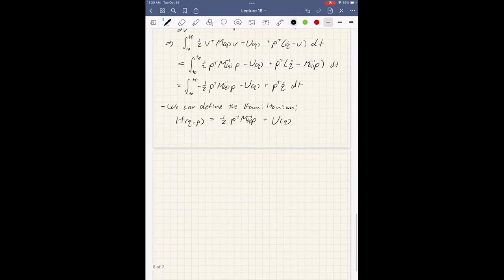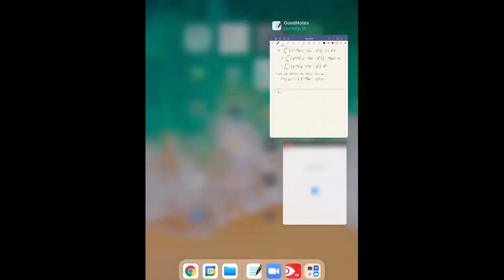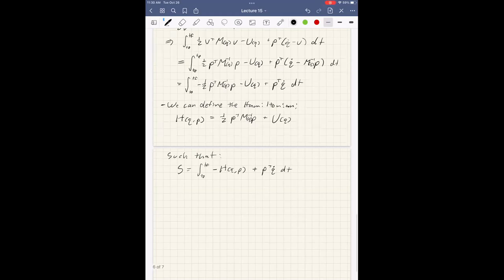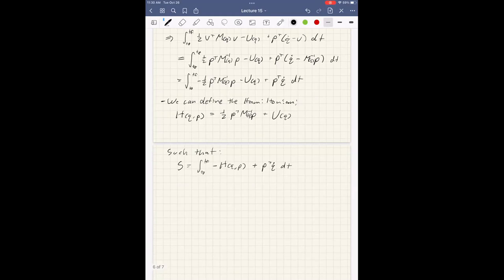And so in particular, now the least action thing is S equals the integral from T naught to T final of minus H(Q, P) plus P transpose Q dot. Cool? So far so good? Yeah.